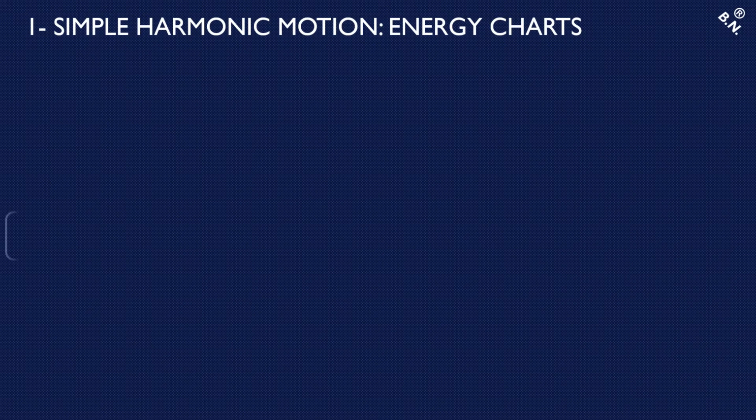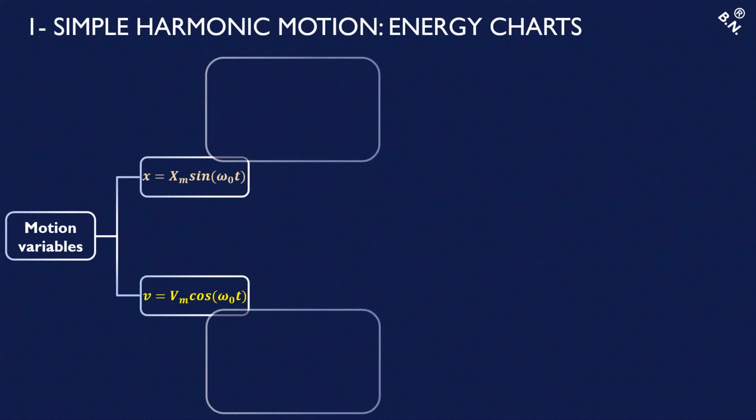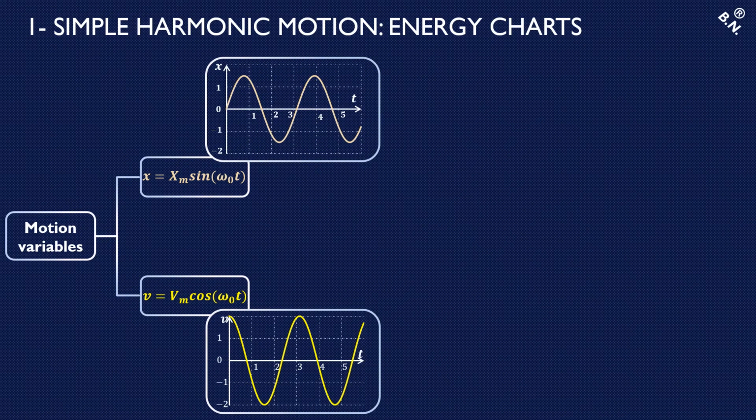Now, some knowledge about the energy and the graphs. The motion variables are x and v. Here we've chosen x to be x max sine. On the other hand, v becomes v max cosine. Notice the graphs. For x it starts from 0, for v it starts from maximum. This is something important. Whenever we have v max, x is 0.